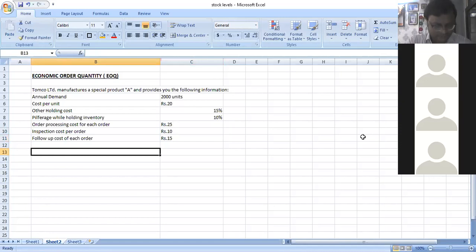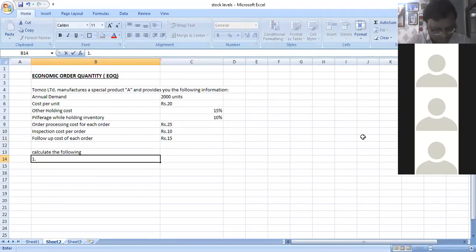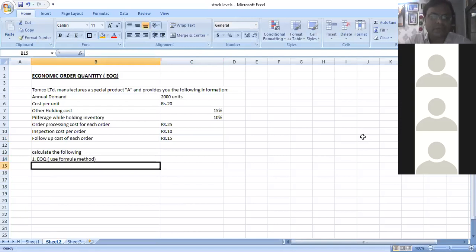Calculate the following. Number one, economic order quantity. Economic order quantity, use the formula method. This is the formula method only, whatever I explained. Then next one, total ordering cost and carrying cost, and economic order quantity.